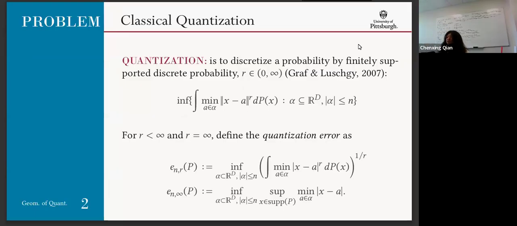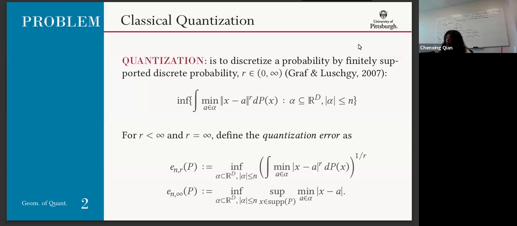So let's start from the classical setting of the quantization problem. Quantization, in the sense of graph analogy, is the problem of approximating a probability measure by a finitely supported discrete measure. Concretely, we are looking for a finite set with at most n points, which are called the quantizers, or the codebook in the applied sense. The quantizers minimize the functional in L^r distance here.